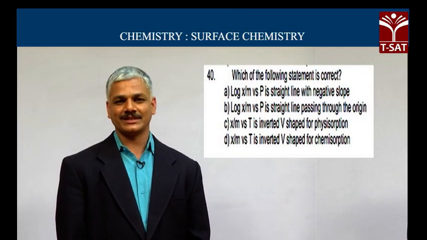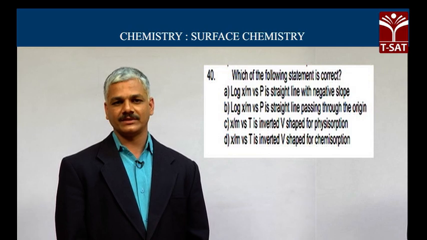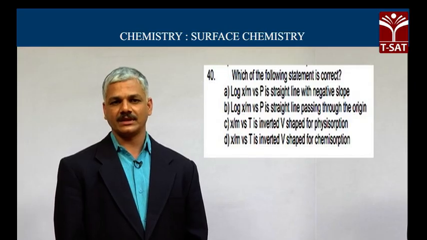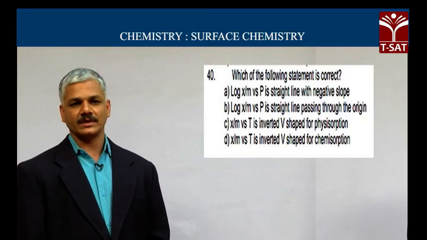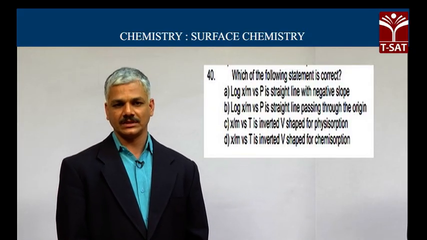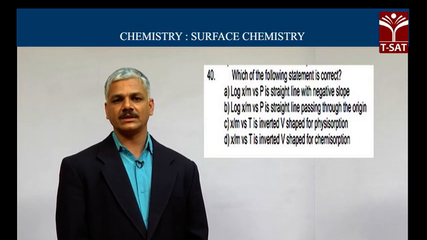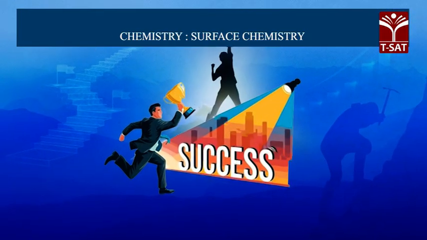40. Which of the following statement is correct? Given options are A. Log x by m versus p is a straight line with negative slope, B. Log x by m versus p is a straight line passing through the origin, C. x by m versus t is inverted V shape for physiosorption, D. x by m versus t is inverted V shape for chemisorption. Correct option is D.